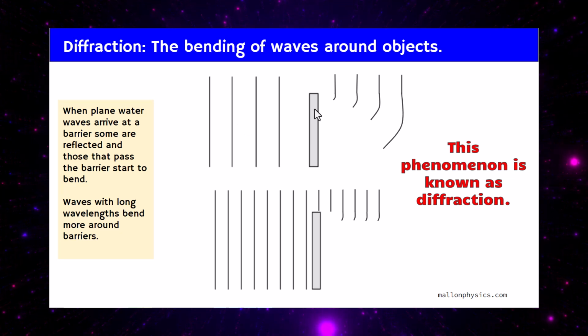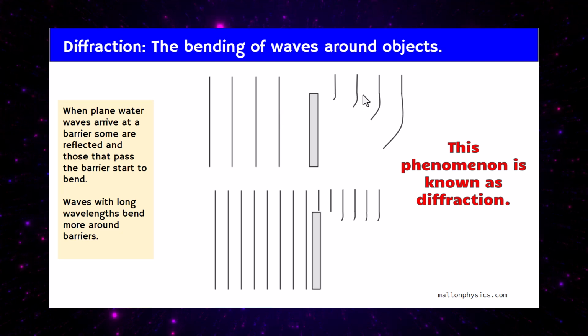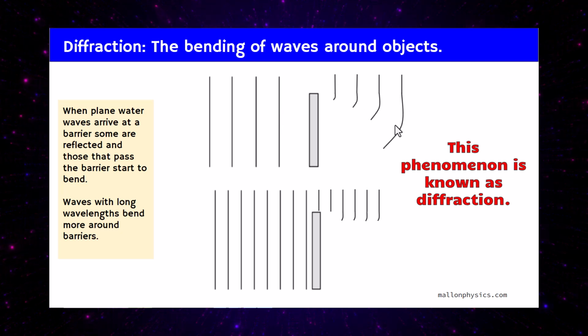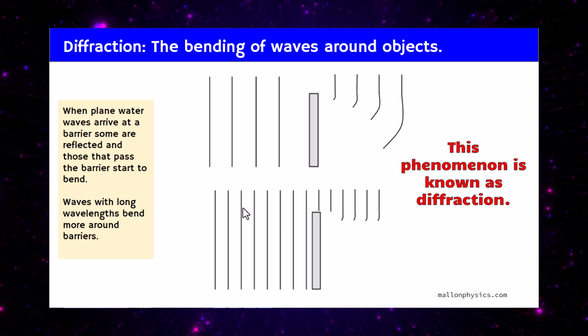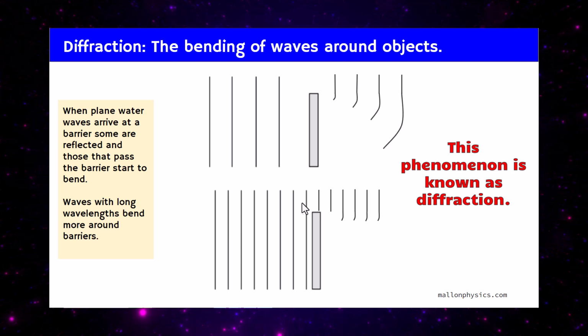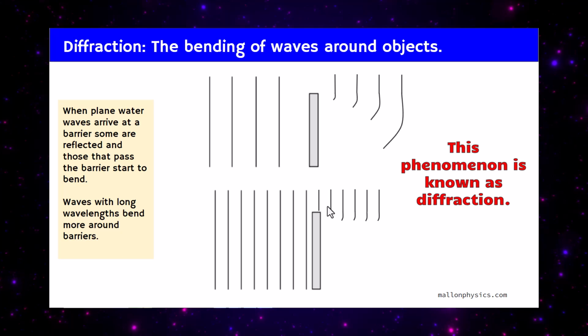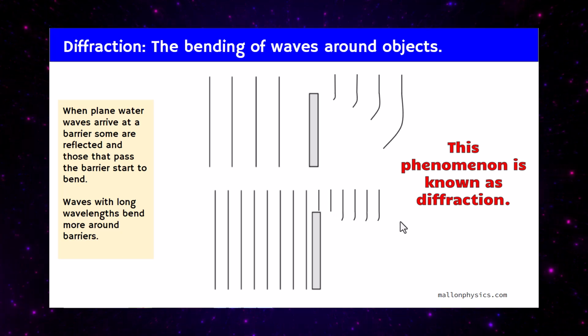As you can see, once you reach the barrier, some will be reflected off, but some will pass round the barrier, and it's this bending of the waves which we call diffraction. If we use shorter wavelengths, you can see that the phenomenon called diffraction is not that good. Short wavelength waves don't diffract as much as long wavelength waves.